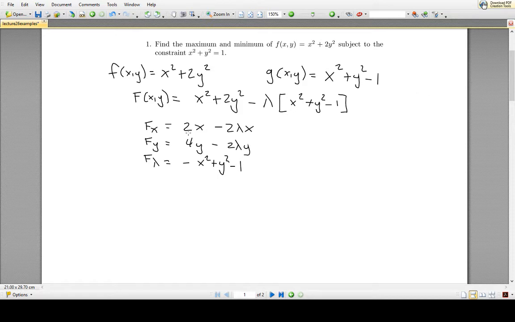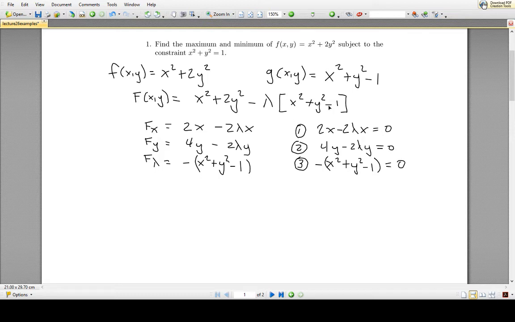Now, the next part of the method of Lagrange multipliers is to set these partial derivatives all equal to 0. So the first equation is 2x minus 2 lambda x equals 0. The second equation is 4y minus 2 lambda y is equal to 0. And the third equation that I need to solve is negative, in brackets, x squared plus y squared minus 1, is equal to 0. So I need to solve equations 1, 2, and 3 for x, y, and lambda.